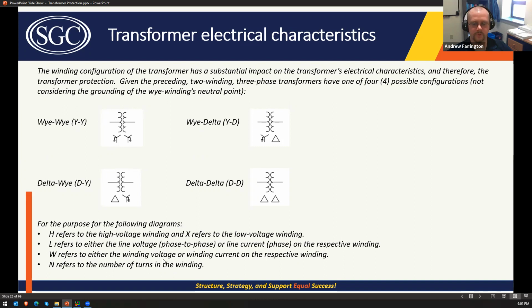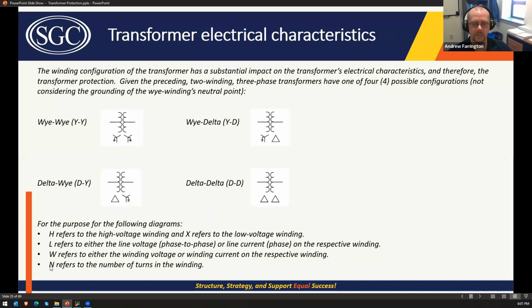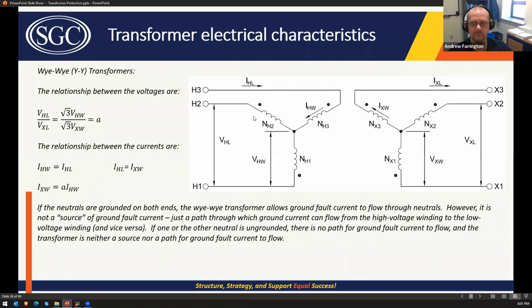W refers to the winding voltage. In this case, your line voltage is a phase to phase voltage, but your actual winding voltage is phase to neutral for a Y connection. So that's what the W is representing. And then N is just the number of turns for the winding.